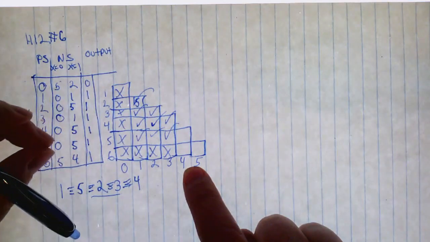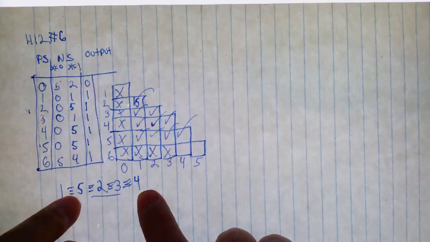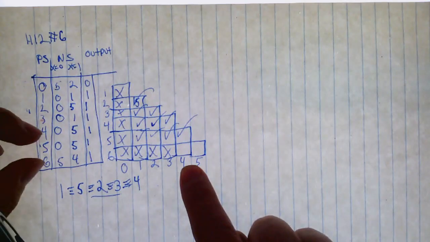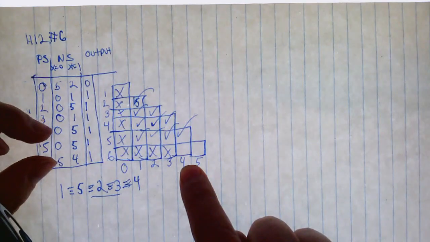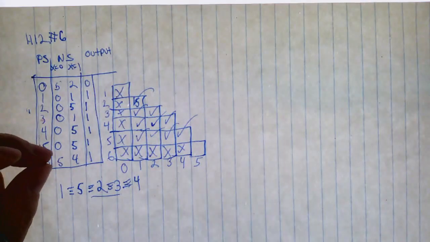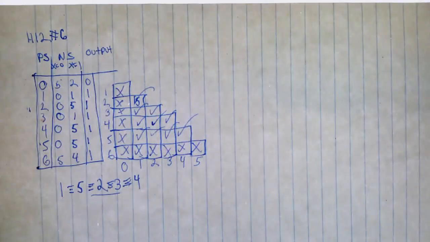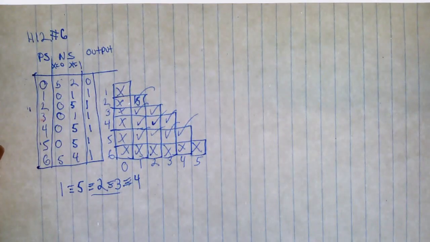4 and 5 are equal. Well, they're just equal, and you can tell they're equal because of the equivalencies here. How about 4 and 6? 0 and 5 are not equal. How about 5 and 6? 5 and 6 are not equal because 0 and 5 is not equal. And that's how you do that.